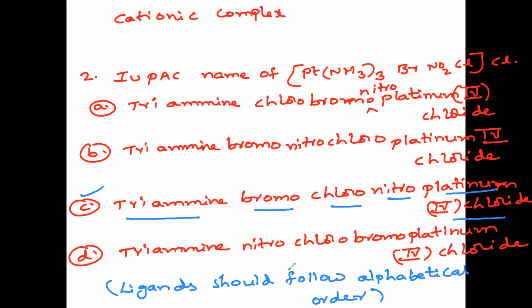Next we'll continue. Next question. In this model number 3, how will you get it? I'll do it. So please note down at least the hint: ligands should follow alphabetical order. So the answer is option C. Next question, question number 3.